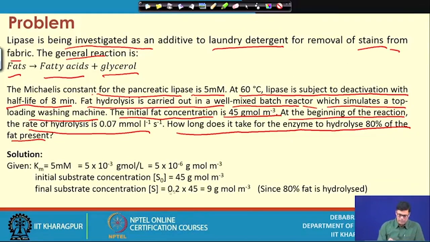Now, as I told you before also, when you try to solve any kind of problem, I request all of you, please write down what data is given. The KM value is given here. We can convert it to gram-moles per cubic meter, in this unit.